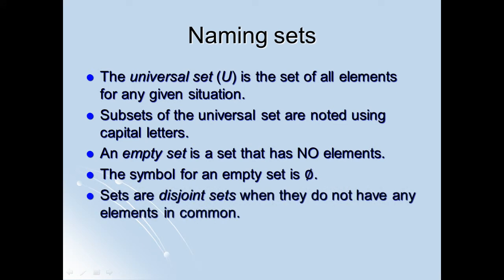The last definition that we'll discuss are disjoint sets. Two sets are disjoint when they have nothing in common. If you see two sets that have nothing in common, they automatically become disjoint sets.